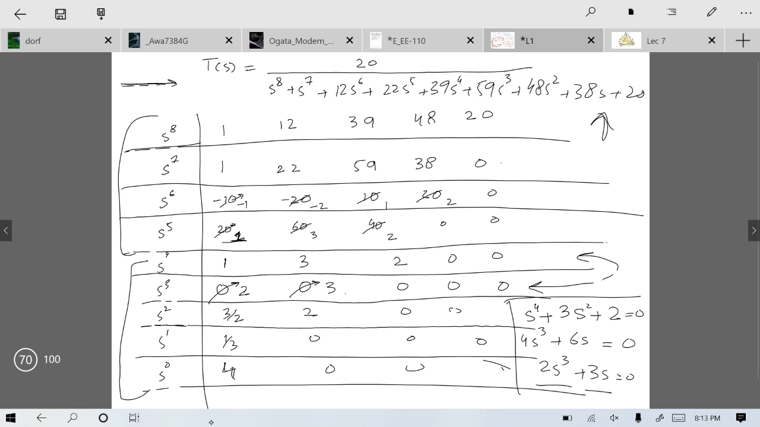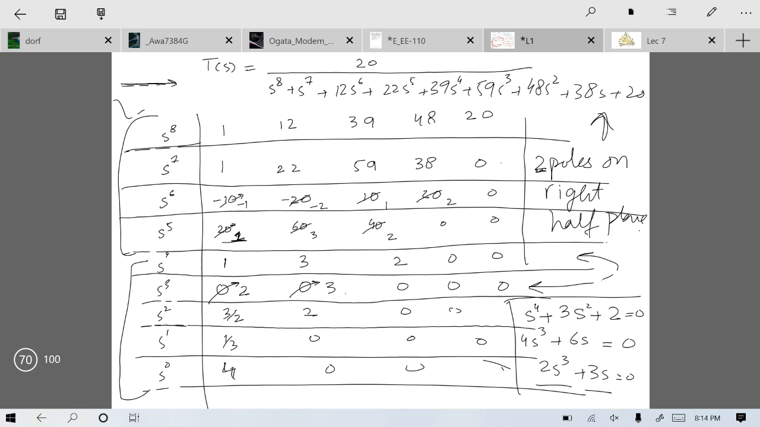Is there any sign change in the first portion? 1, 1, minus 1, 1. Yes, there are two sign changes over here. So I can say that there are two poles on the right half plane due to these two sign changes. 1 positive, minus 1 negative, one sign change, and then again 1 positive, second sign change. So as I have two sign changes, there are two poles out of 8 poles on the right half plane.